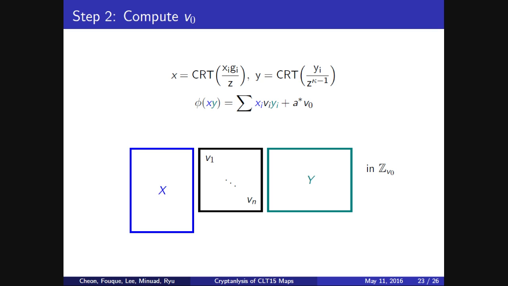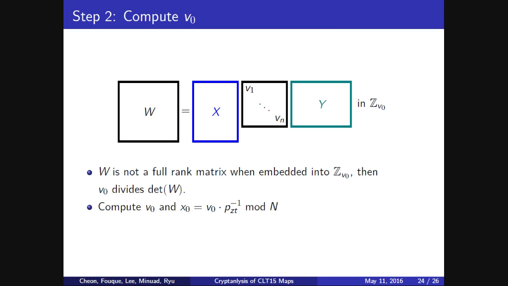Unlike the CHLRS approach, we made a matrix with dimension n plus 1. Then it splits into lower dimension matrices mod v0. Therefore, it is not full rank when embedded into Z/v0. So v0 divides the determinant of W when the determinant is computed over the integers. By repeating this procedure for other choices of Y prime, we can compute V0 and so X0. It reveals all secret parameters in CLT15.